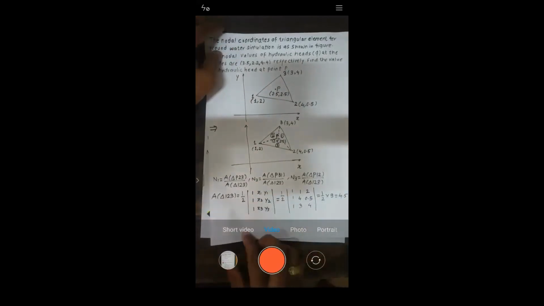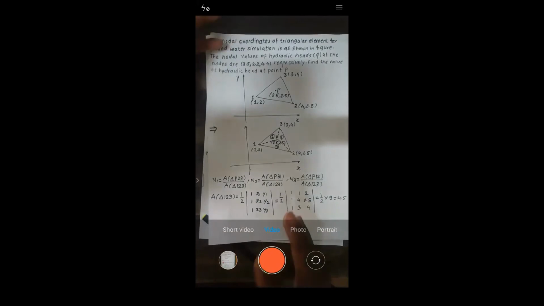So the problem is of the same manner, but the previous problem was for a 1D element, and this problem is for a 2D element, that is, a triangular element. Accordingly, the shape functions will be different, right? Is it okay for each of you? Is there any doubt with this one? No, sir. Okay, so now we'll take the next column.